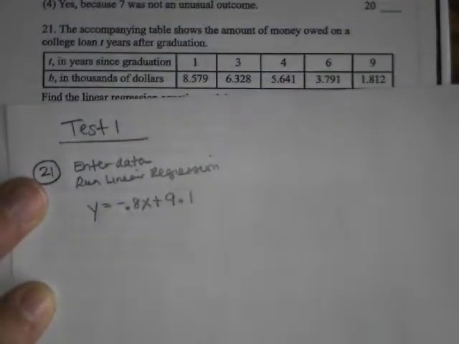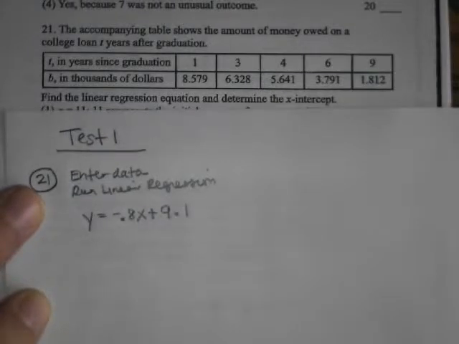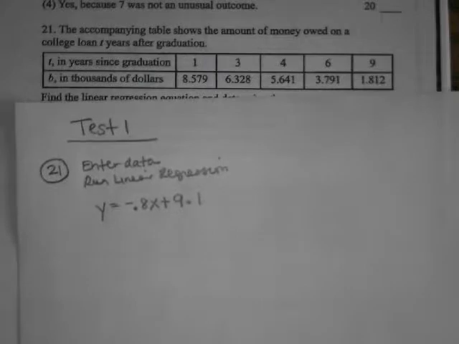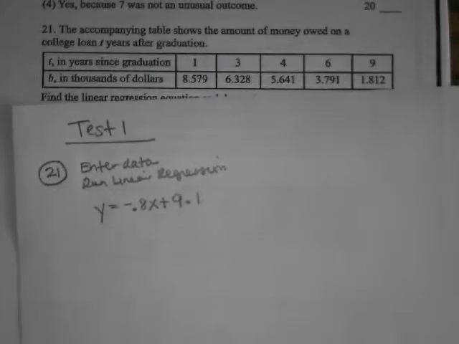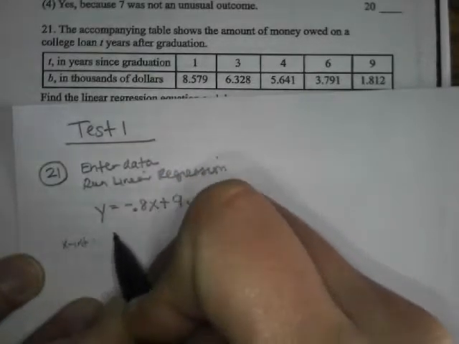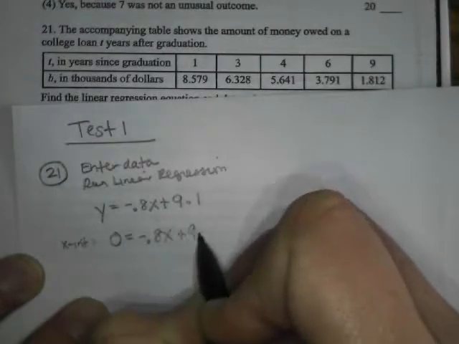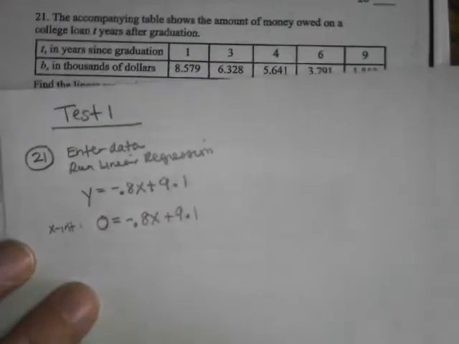And so, determine the x-intercept. The x-intercept is when, what equals what? Yeah, that's a flashcard, by the way. I have that on a flashcard. For the x-intercept, it's when y equals 0. So I would make 0 equals negative 0.8x plus 9.1. And then I would solve that.